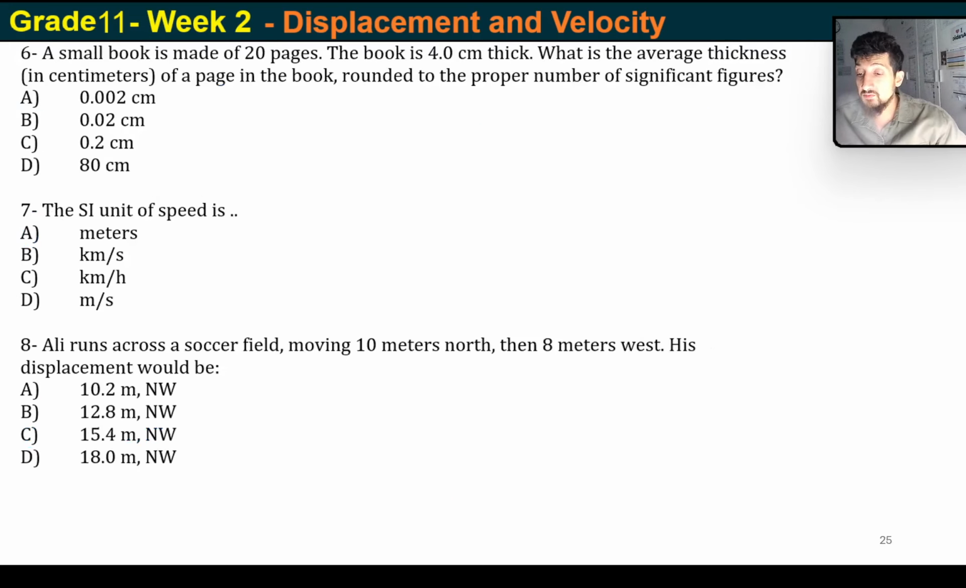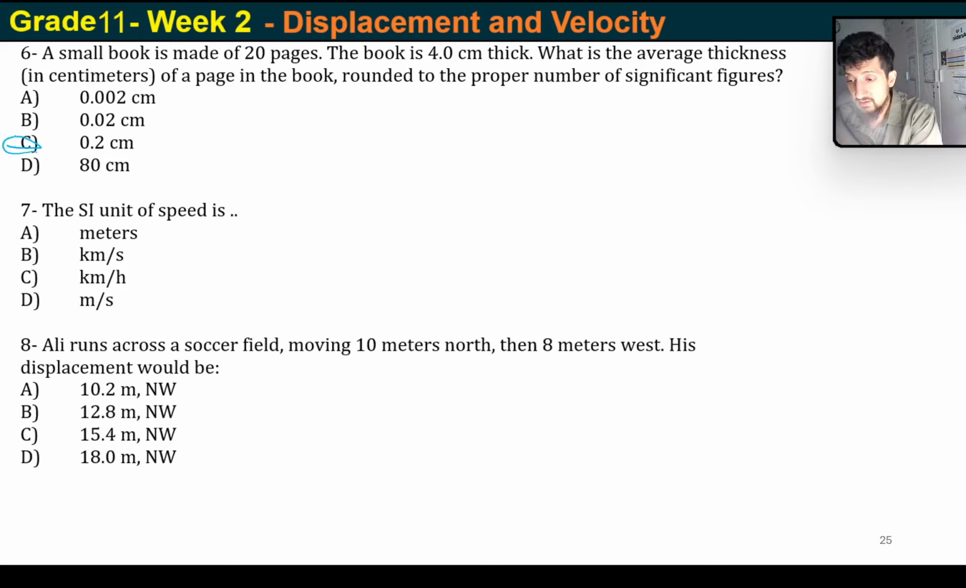Moving on, a small book is made of 20 pages. The book is 4 centimeters thick. What is the average thickness in centimeters of a page in the book, rounded to the proper number of significant figures? That is a handful. So 4 centimeters is how many meters? Or do we even need that? We don't. It's 4 divided by 20 because they want the answer in centimeters. So it's 0.2 centimeters.